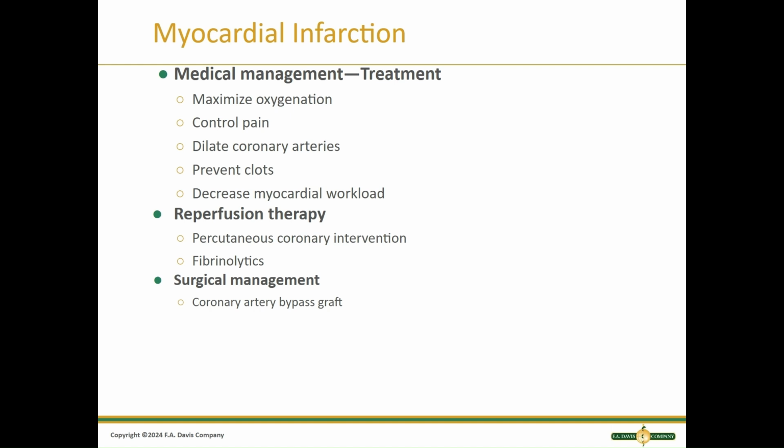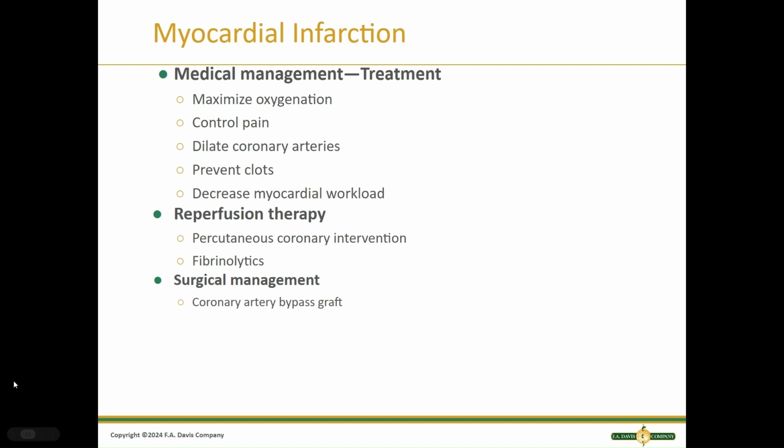Reperfusion therapy is typically sent to the cath lab. They have percutaneous coronary intervention where we go in and do ballooning and stenting and possibly use fibrinolytics, which are going to help get rid of that clot and keep them from building up. If there are multiple areas of clotting, then the patient might end up with a coronary artery bypass.